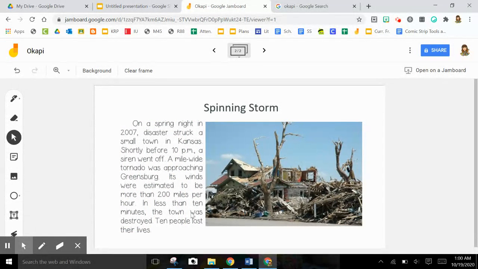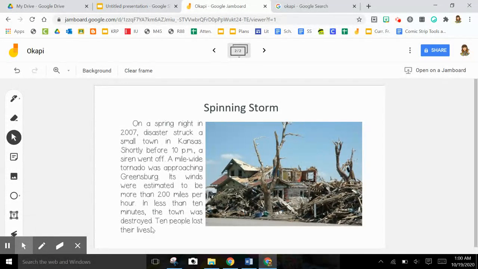On a spring night in 2007, disaster struck a small town in Kansas. Shortly before 10 p.m., a siren went off. A mile-wide tornado was approaching Greensburg. Its winds were estimated to be more than 200 miles per hour. In less than 10 minutes, the town was destroyed. 10 people lost their lives.